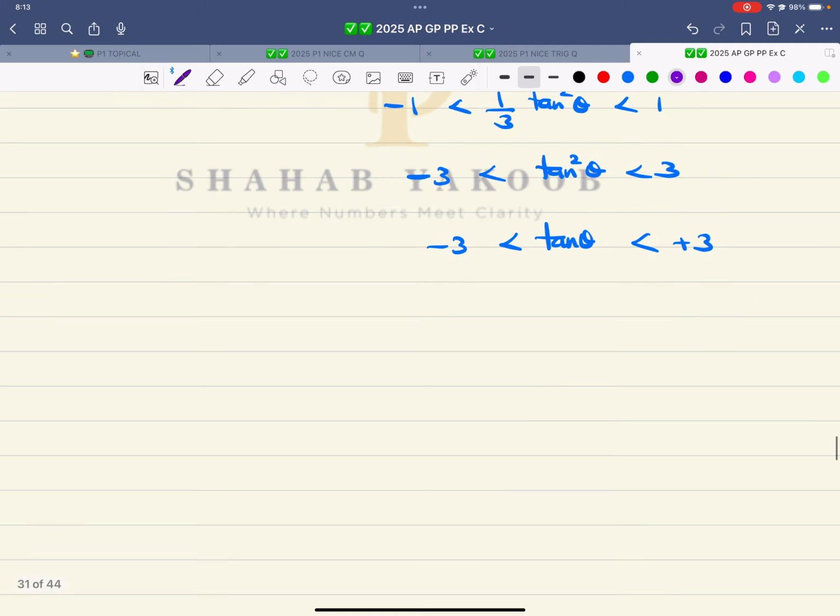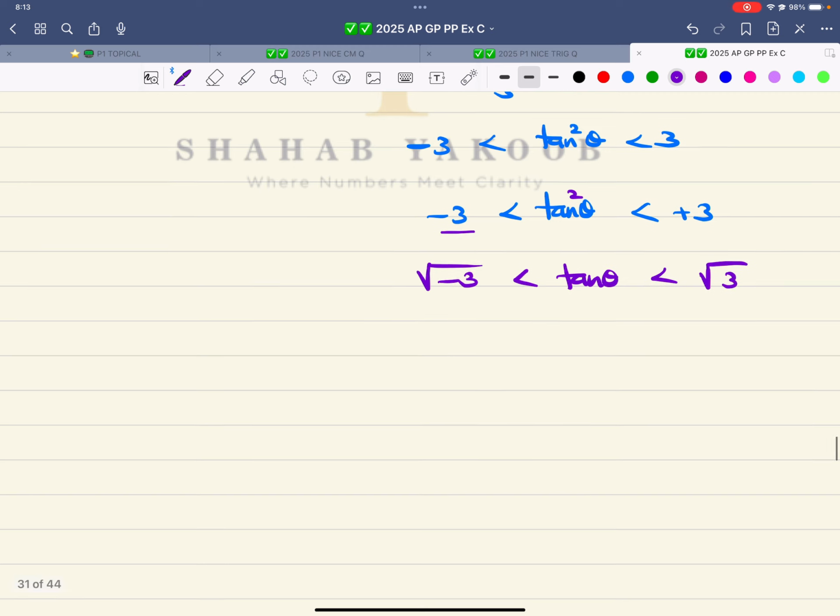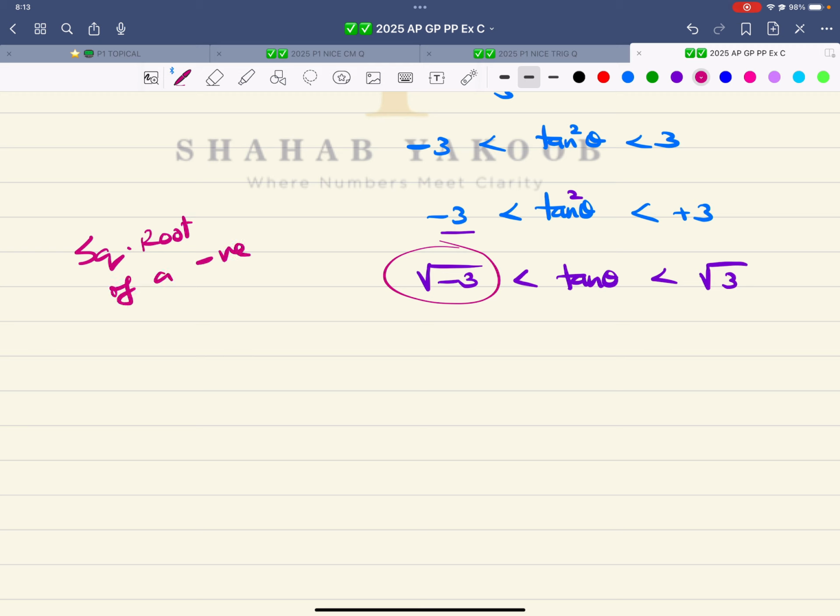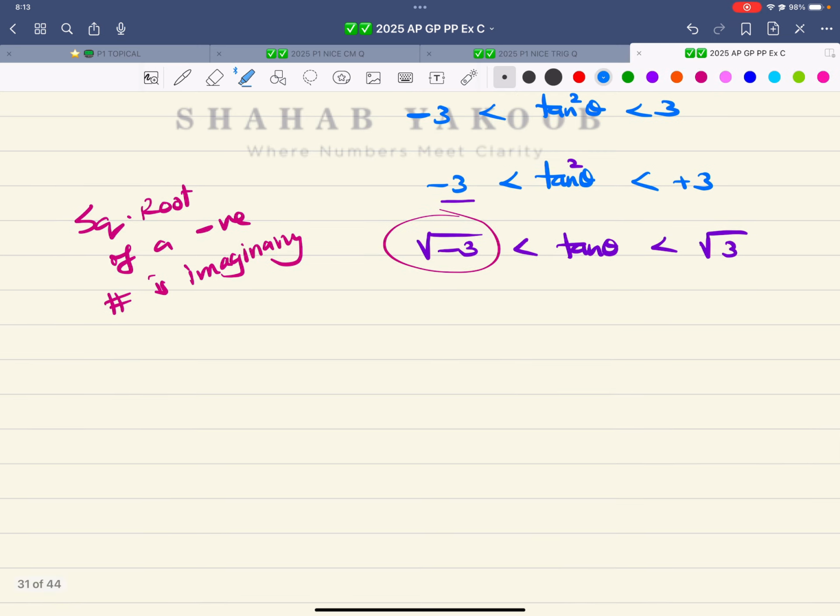Now there is a small catch over here. This is tan square theta, by the way. Therefore, tangent theta lies between negative square root of 3, let me write it properly, square root of -3 and square root of +3. But we know that the square root of a negative number is imaginary, and we will study this in P3. They are called complex numbers. Therefore, it does not exist.